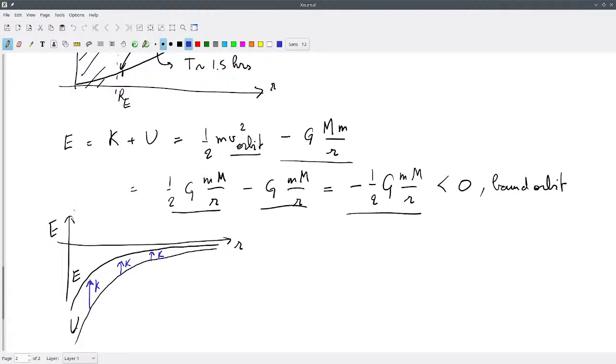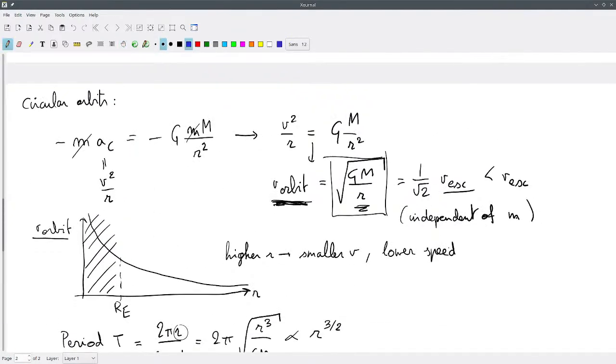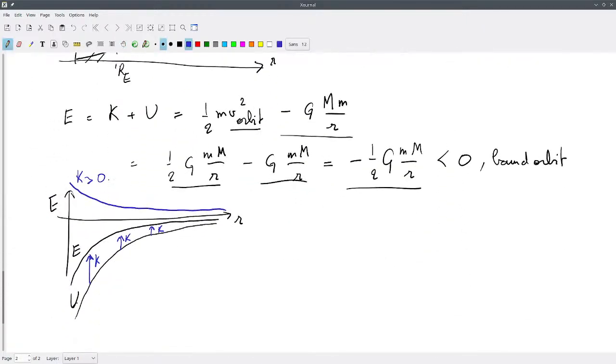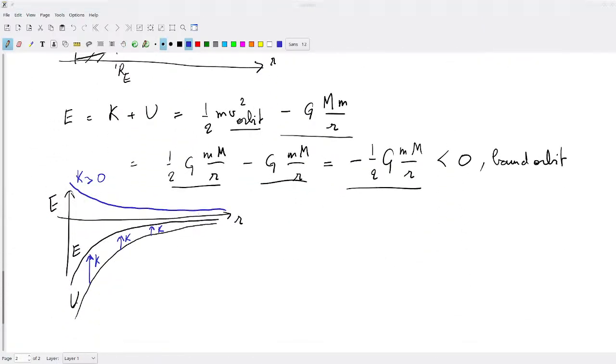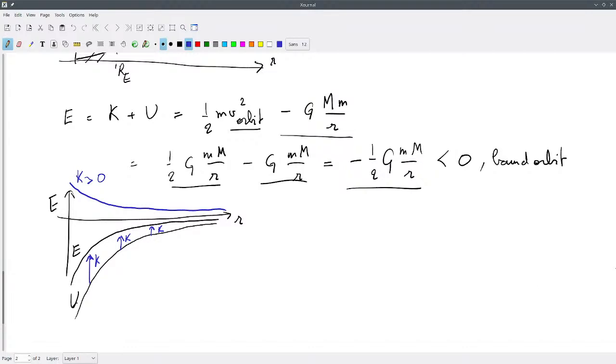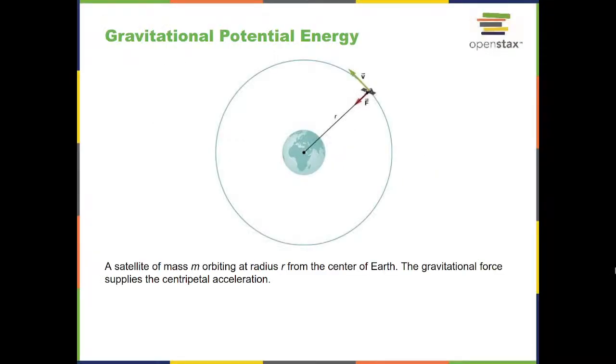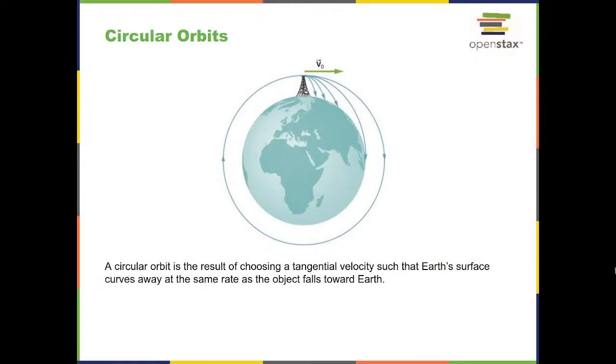And we could draw the kinetic energy curve here as well. That's going to be our always positive component here. That's 1/2 m v orbit squared, and so this curve goes like the square of the velocity curve. That's why it looks sort of similar. Okay, so that's all we wanted to talk about in terms of circular orbits.